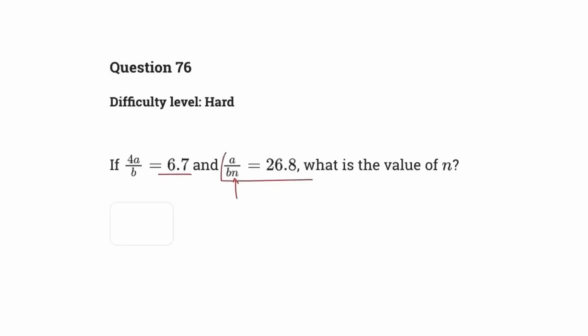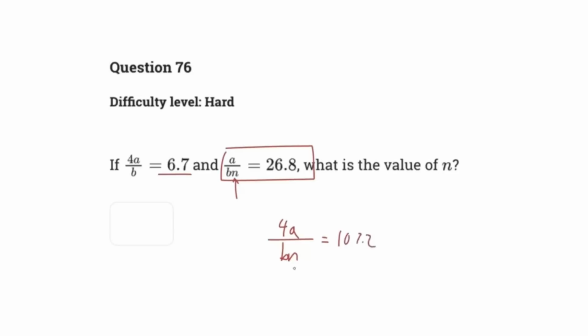So if we were to scale up this entire equation by 4, we'd have 4a over bn, and then we would have to multiply 26.8 by 4, which gives us a value of 107.2. All right, so now it's just time to simplify.